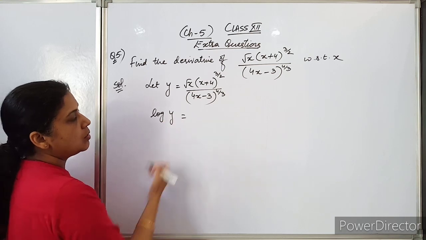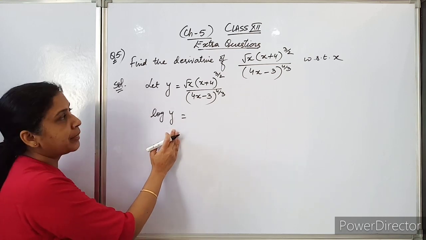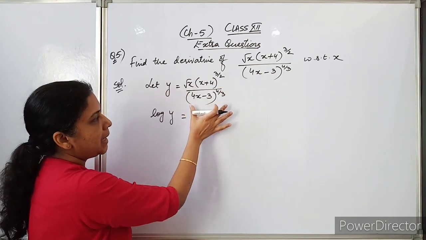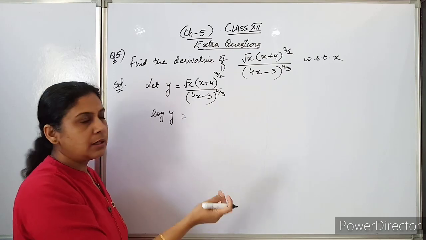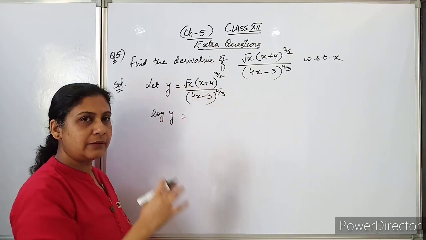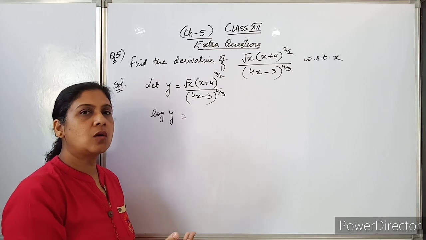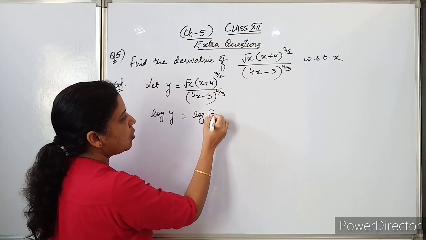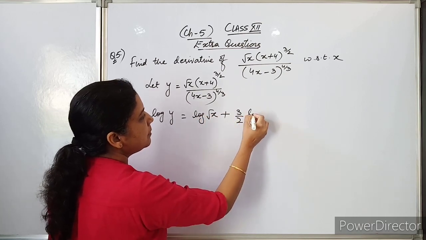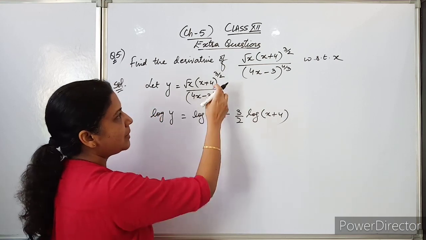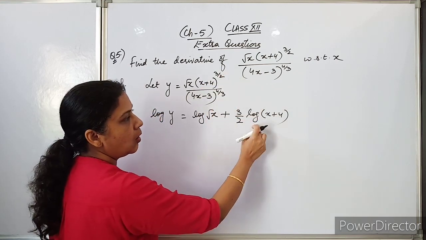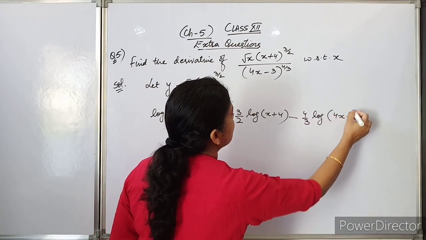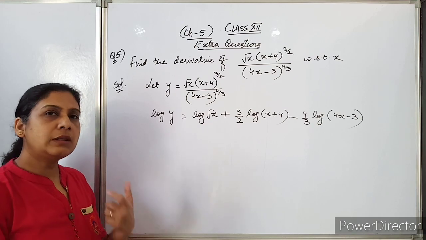So taking log on both sides, LHS becomes log y and RHS becomes, when I apply a log on this whole fraction, log m by n will become log m minus log n, and in the numerator we have got the product. Whenever we apply log on multiplication, it becomes log m plus log n. So it would be something like this: log of root x plus 3 by 2 log of (x plus 4). I have applied the property log m raised to power n is n log m, minus 4 by 3 of log (4x minus 3).